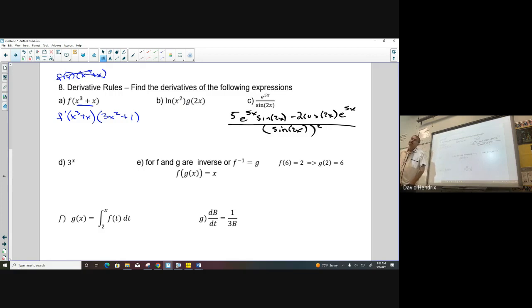Will the denominator be negative 2 cosine? So plus 2 cosine? No, because the derivative of sine is positive. So there's a negative from the quotient rule, but the derivative of sine is positive. You're thinking antiderivative. Oh, yeah.